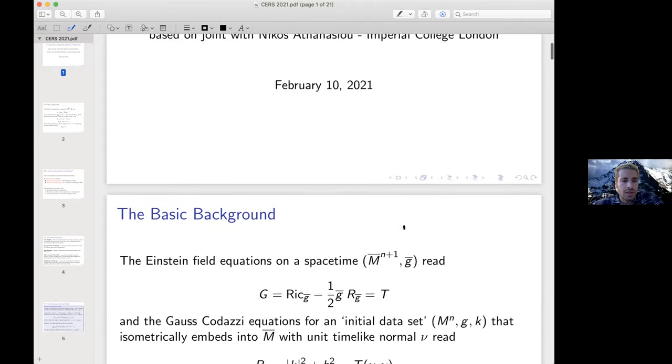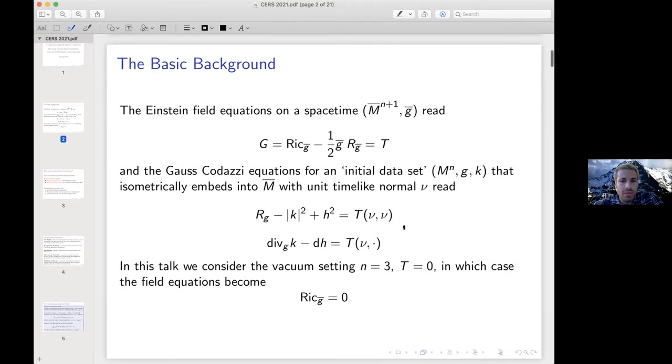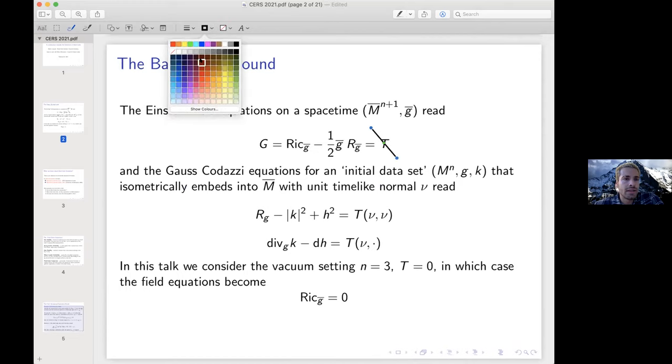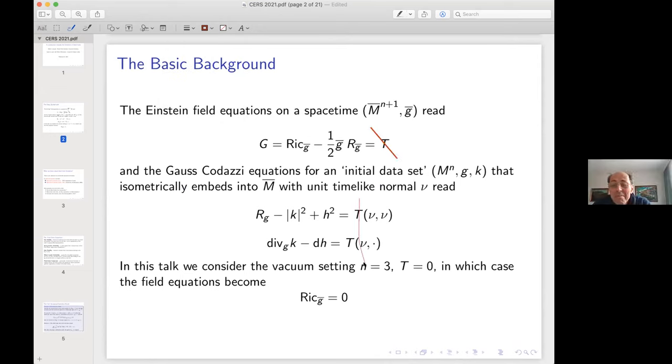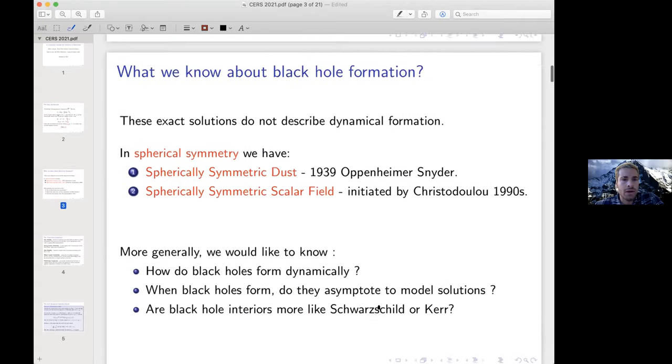I'm not going to bore you with the most elementary slide. I'm sure you're all very familiar with this. Of course, I won't be dealing with any matter here. So the constraint equations will just be the ones in vacuum where T is zero, and we're in n equals three, so space-time dimension n equals four. So these are my equations, and we'll be talking about black hole formation.